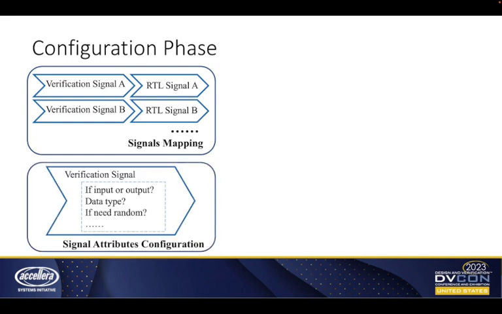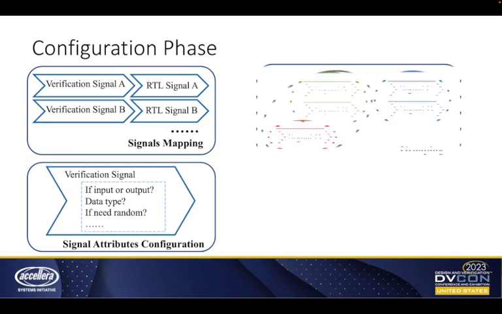The next stage is the signal attribute configuration stage. In this stage, we can configure the basic attributes for the verification signal, like give a hint to see if it's an input or output, what kind of data type it is. And if you want to use it in a sequence item, will it be randomized? So this kind of attribute we decide at this stage.